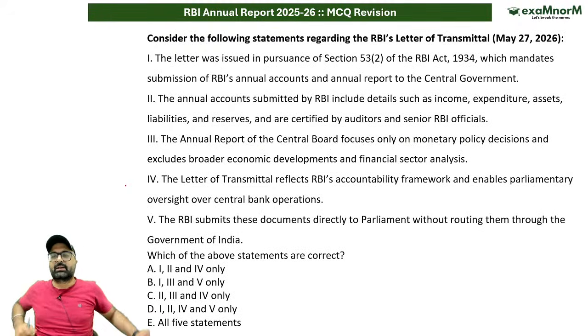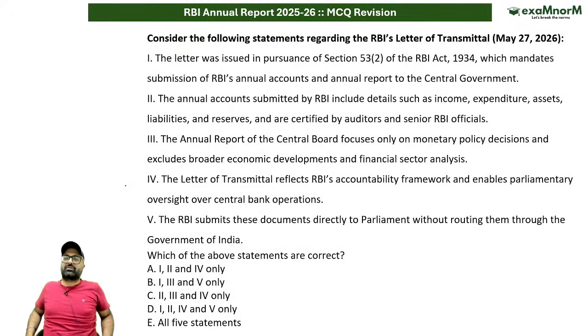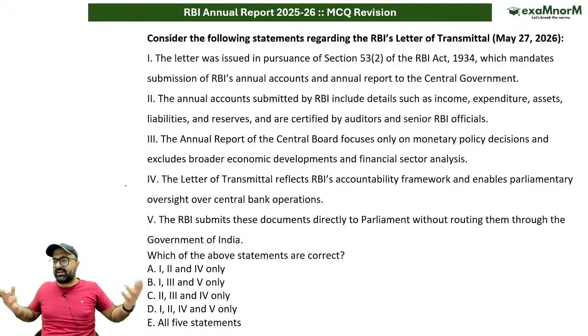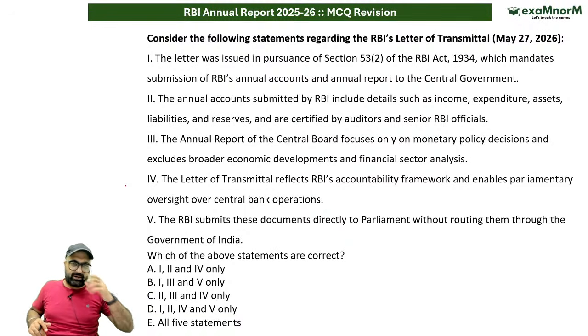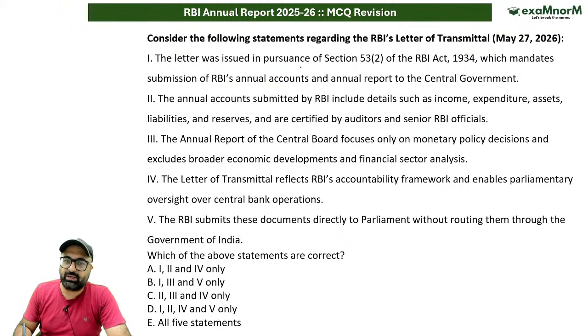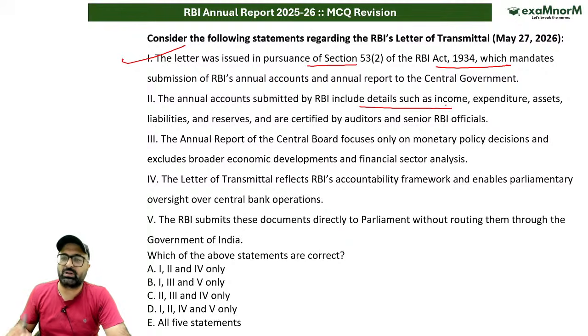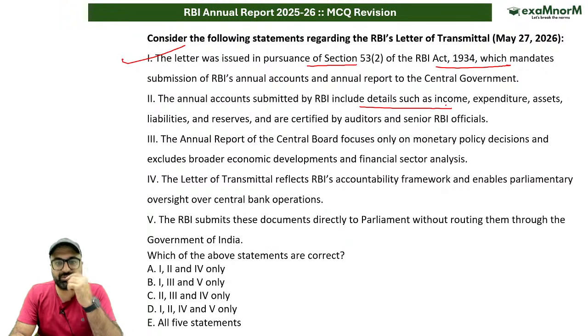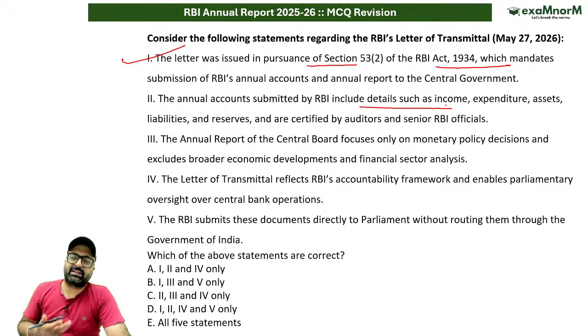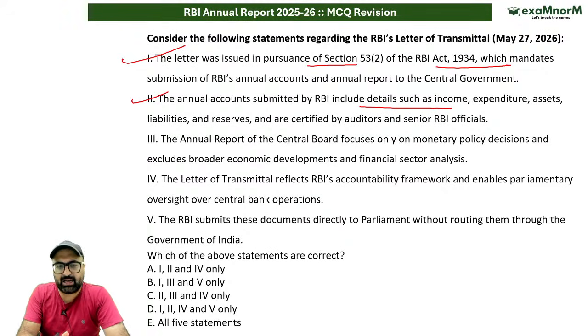Look at the next question. The next question talks about RBI's letter of transmittal. The letter which the RBI gives shows that the RBI is bringing out its annual report, so what does that letter say? First, the letter was issued in pursuance of Section 53 of the RBI Act 1934, which mandates RBI to submit its annual accounts and annual report to the central government. That is correct. Annual accounts submitted by RBI include information such as income, expenditure, assets, liabilities, reserves, provisions, and they are certified by auditors as well as the RBI officials.